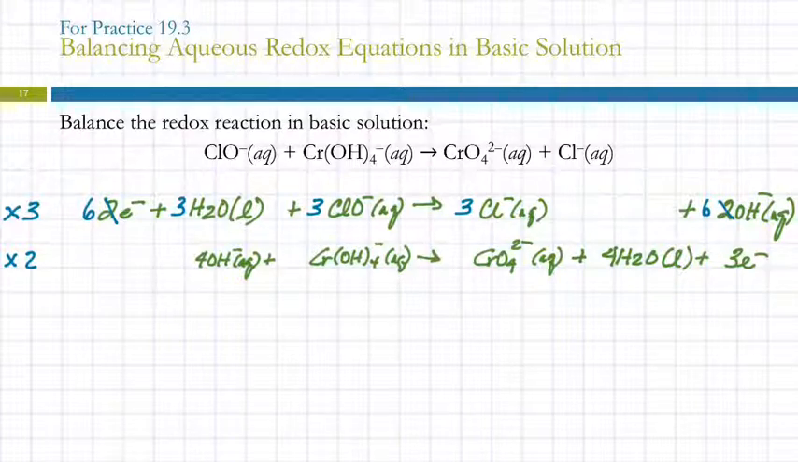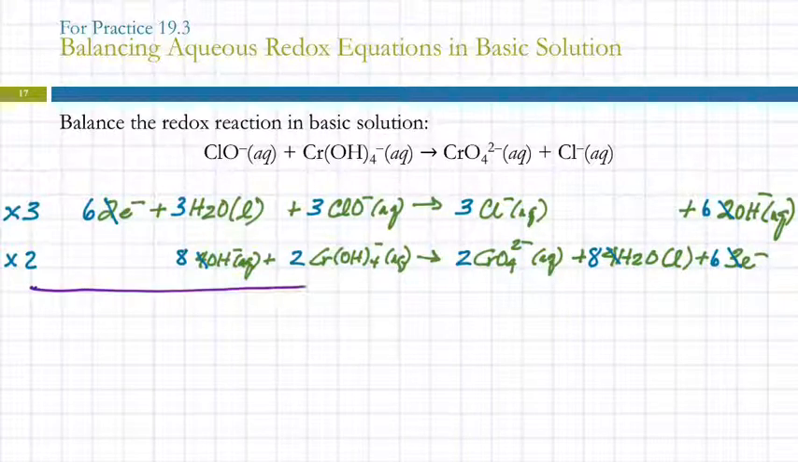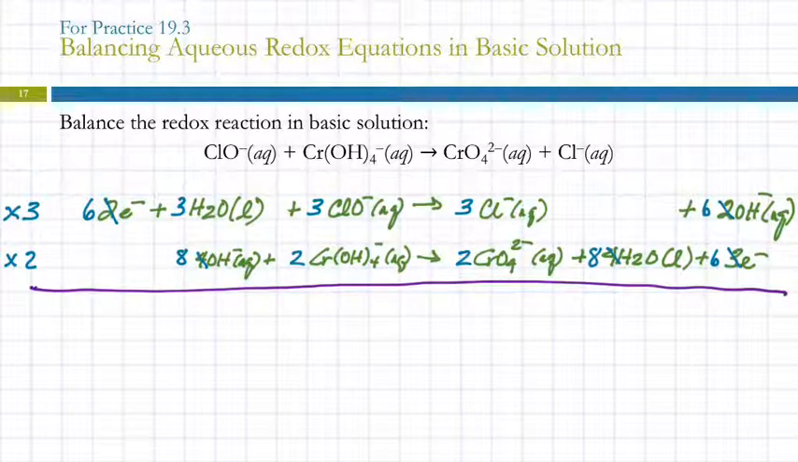So this bottom one we're multiplying by 2. So this 4 becomes an 8, and there's a 2 here, and a 2 here, and this 4 becomes an 8, and this 3 becomes a 6. And now I have 6 electrons on each side, which is what I was trying to do. So now we're going to add these together. So the 6 electrons are going to cancel out.